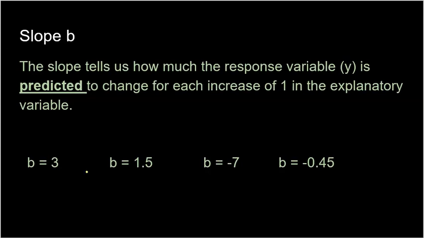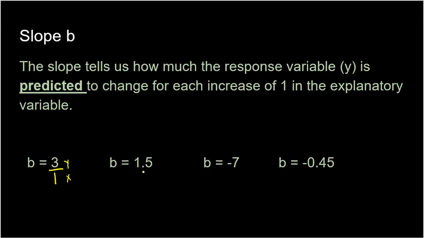So let's practice this a little bit. Let's just say your slope is 3. Well, the first thing I like to do is make it a fraction because I remember from algebra, slope is y's over x's. So this tells me that the response variable will increase by 3 units for each increase of 1 in the explanatory variable.